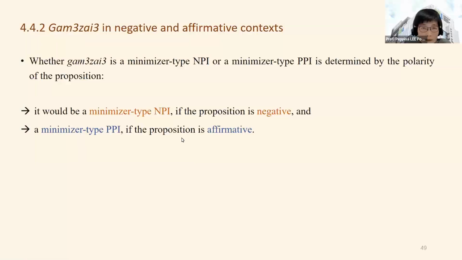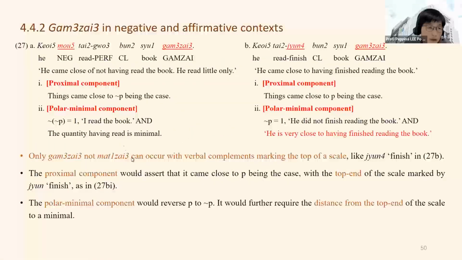So to give you one final example showing how this operates. 27A 佢冇睇過本書禁制, so this is where 禁制 occurs in the negative context. 27B 佢睇完本書禁制, this is where 禁制 occurs in the affirmative one. The meaning given by the proximal and the polar and minimal components is given in 27A1 and A2. If you look at the negative sentence, the proximal semantics of gamzai would be realized in the proximal component, giving the interpretation of he came close to not having read the book, as shown in 27A1.